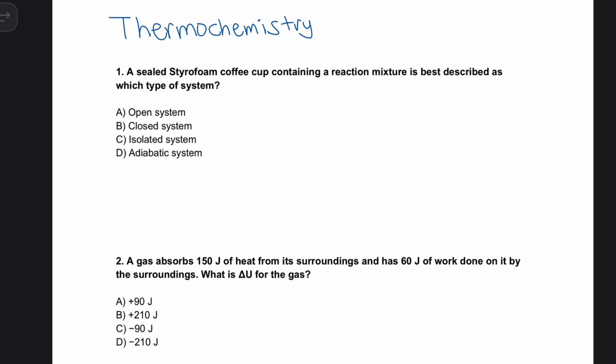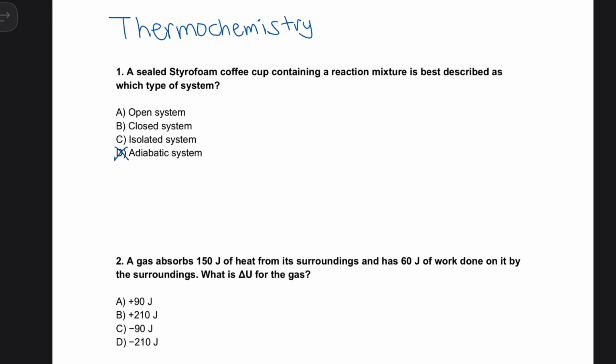Today we have another comprehensive review on thermochemistry. So question 1, a sealed styrofoam coffee cup containing a reaction mixture is best described as which type of system? So we have open, closed, isolated, and adiabatic system. So adiabatic system just means that there is zero heat being lost or gained from it, and we can't know this from knowing that it's a styrofoam coffee cup, so we can eliminate this.